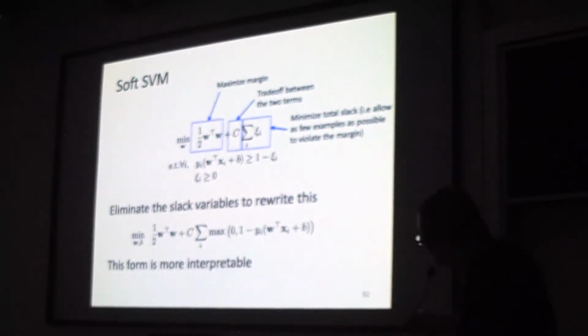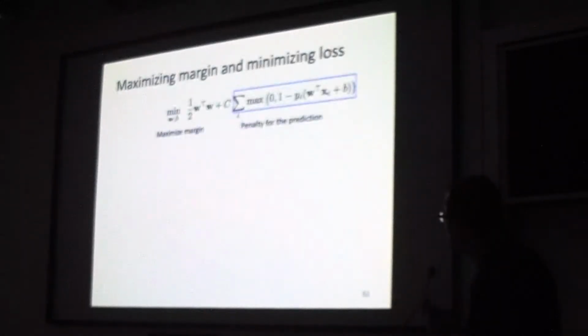And this objective actually has a meaning, so we're going to talk about it right now. If we look at the second term, by replacing Ci with the minimum value it can take, we can see that this maximum between 0 and 1 minus the function margin indicates the penalty of using the current model W, b for the prediction.